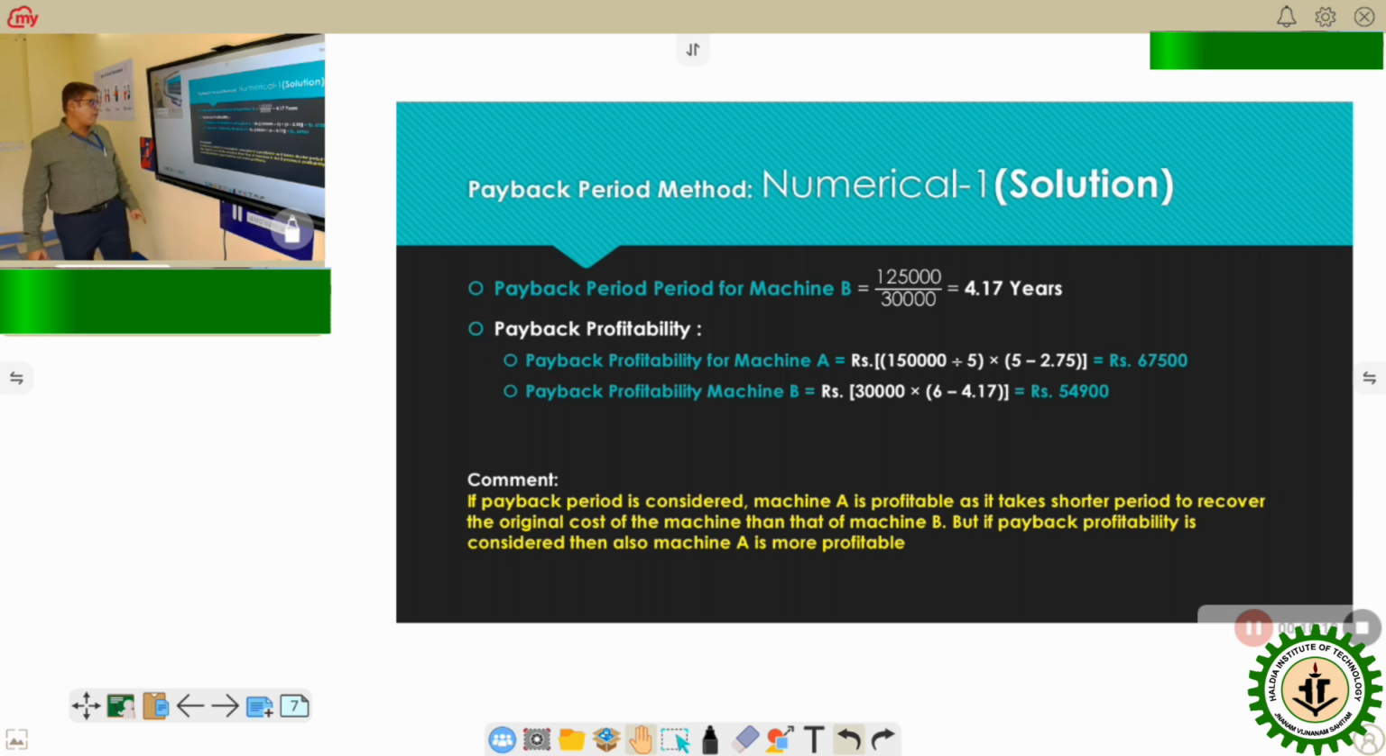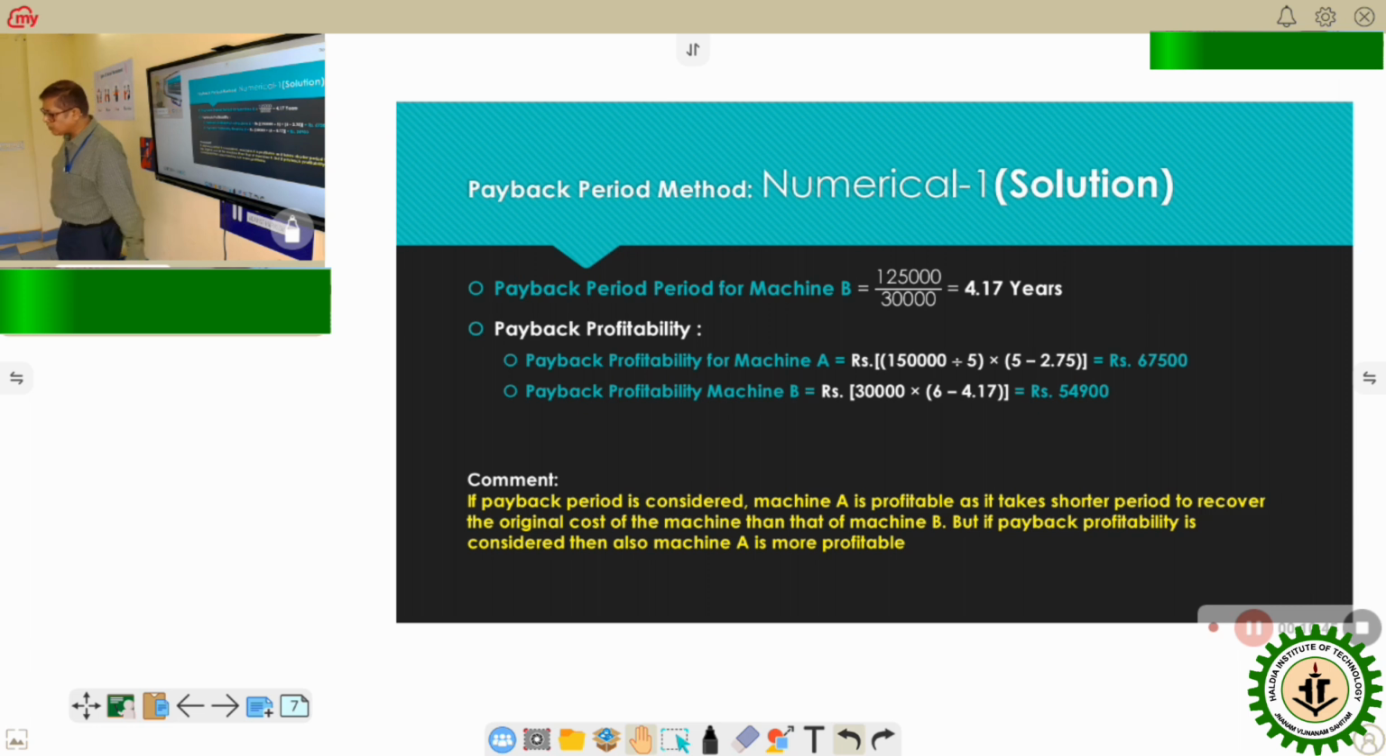Similarly, the payback profitability computed for machine B is 30,000 multiplied by the difference of lifetime and payback period for machine B, that is 6 minus 4.17, which is equal to 54,900. Now the acceptance rejection rule: we have gone through a number of computations.